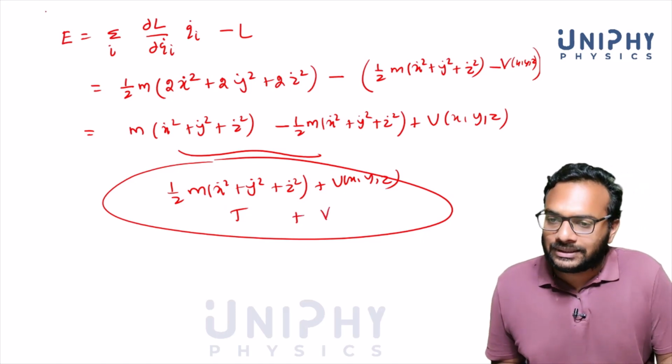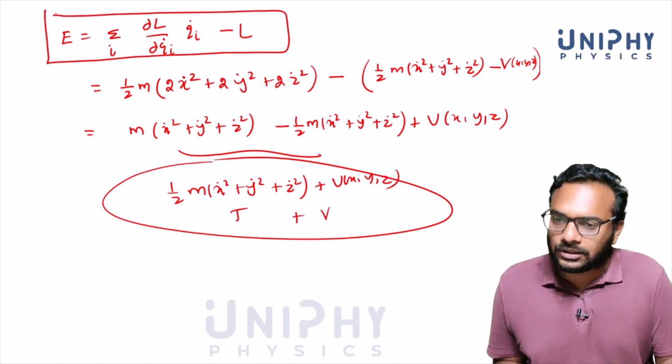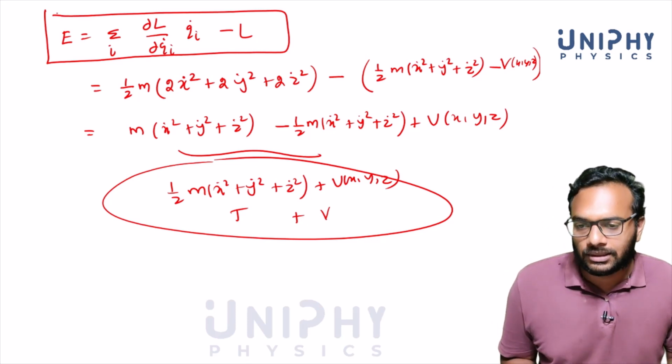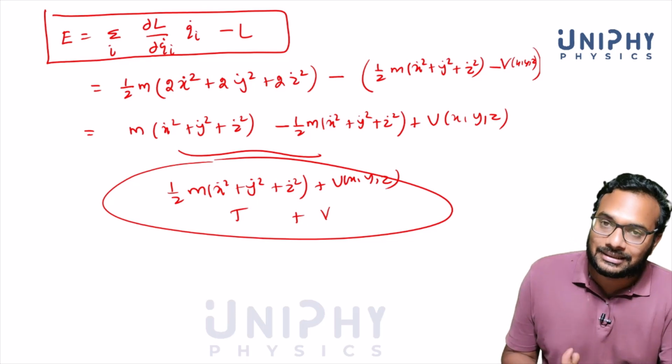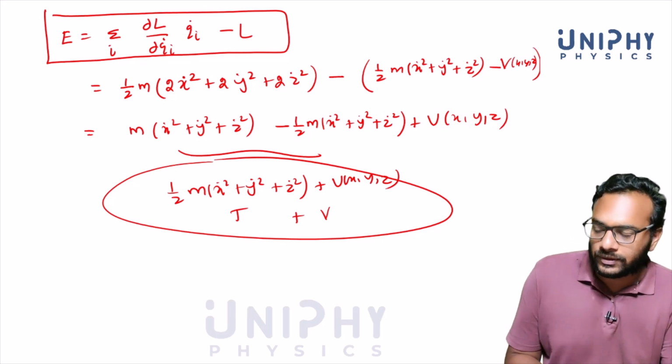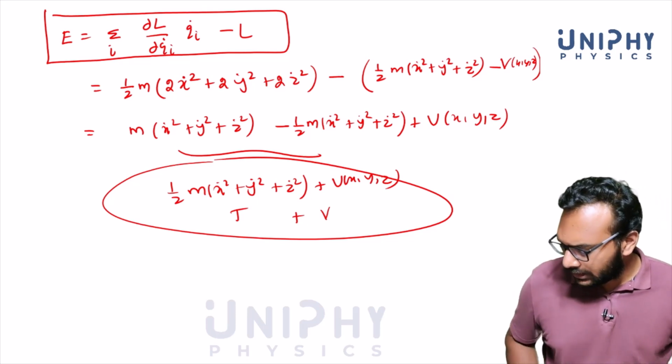So we see that in some cases this is actually the total energy that we are familiar with. So the summation over i of ∂L/∂q̇_i minus L is the conserved energy of the system.